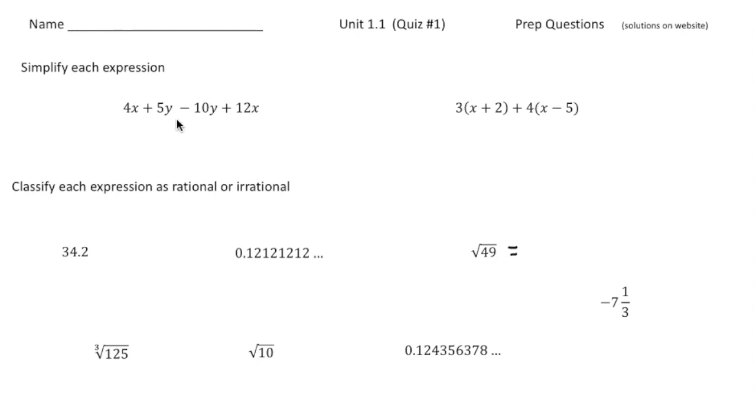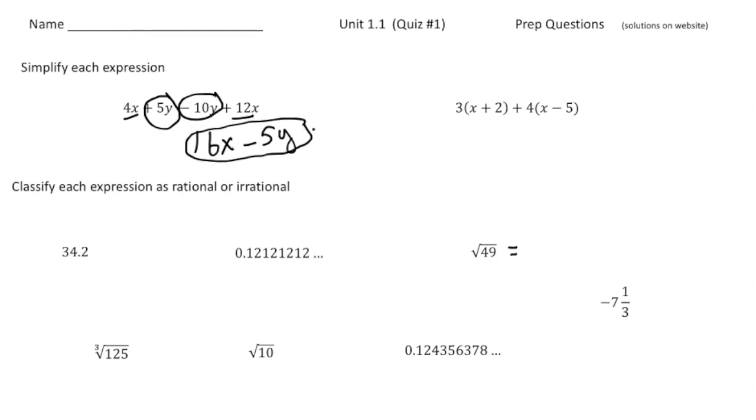So for the first part you had to simplify each expression. Remember, for these you want to combine like terms. So I can combine the 4x and the 12x to make 16x. And then a 5y, and remember, that's a negative 10y. So 5y and negative 10y is a negative 5y.